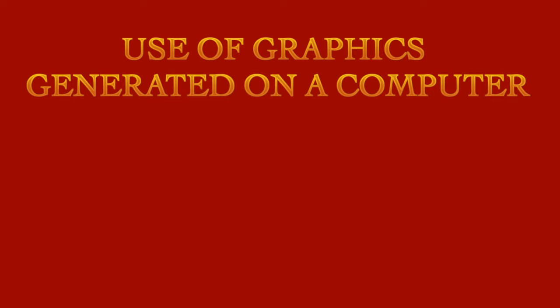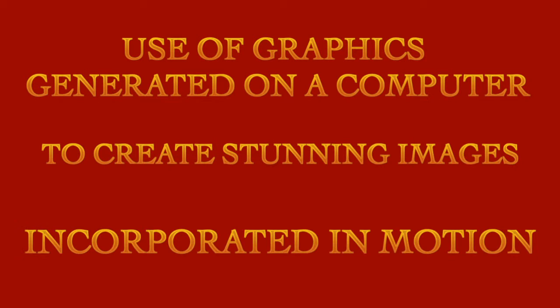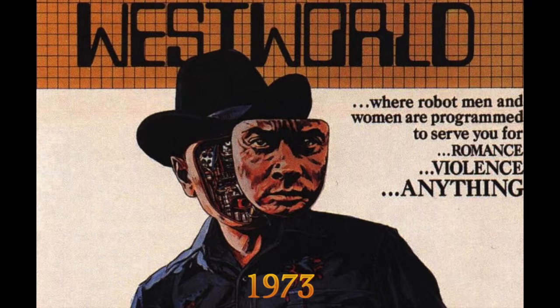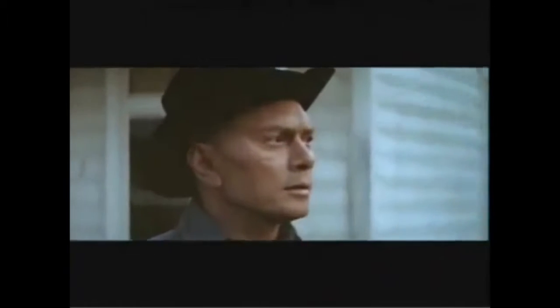The use of graphics generated on a computer to create stunning images which can be incorporated in motion was first used in the 1973 film Westworld, where we see the movie through the perspective of a robot cowboy.